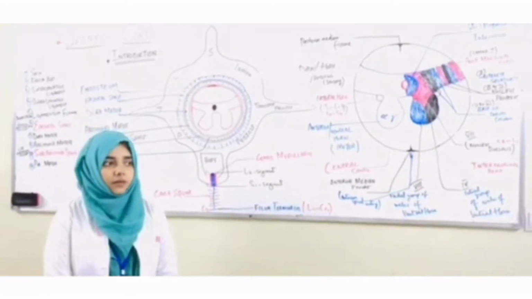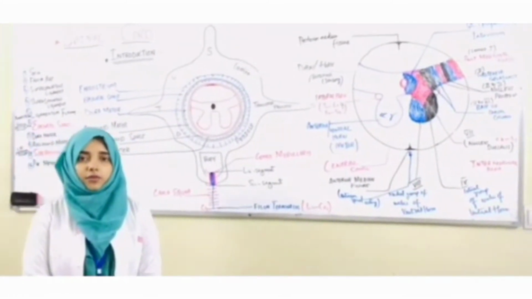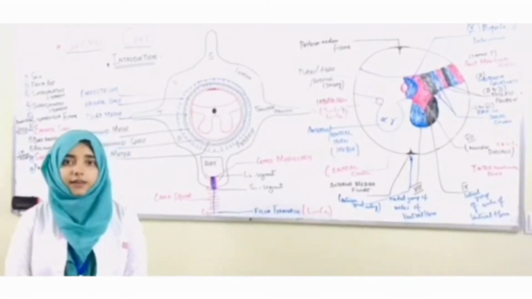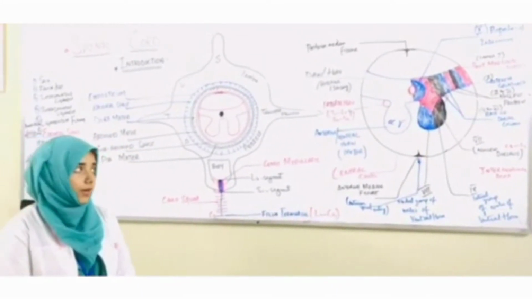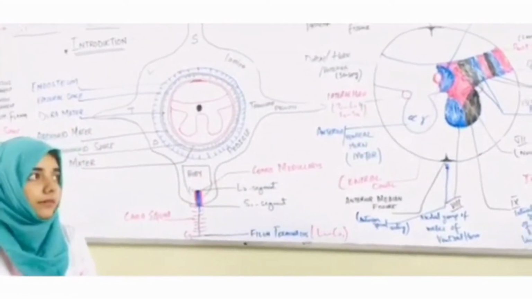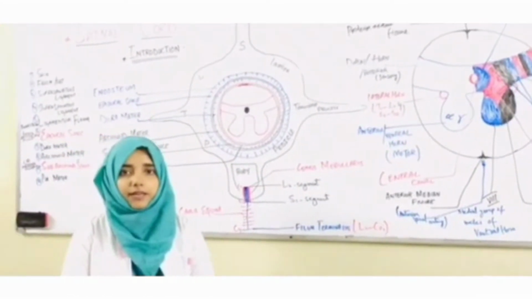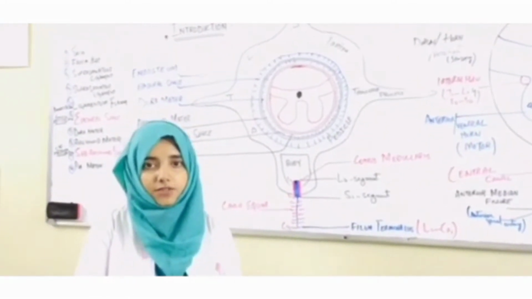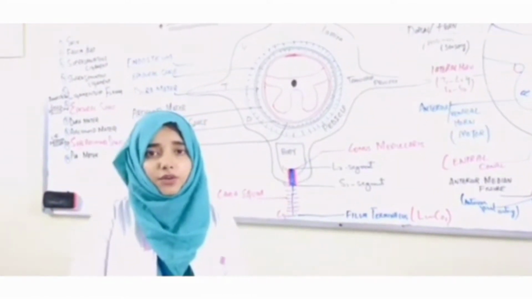In children, it ends at the level of L3, and in adults, it ends at the level of L2. The ending point of the spinal cord is called conus medullaris. And when we talk about the length of the spinal cord, in male it is 45 centimeters, that is 18 inches, and in female it is 42 centimeters.